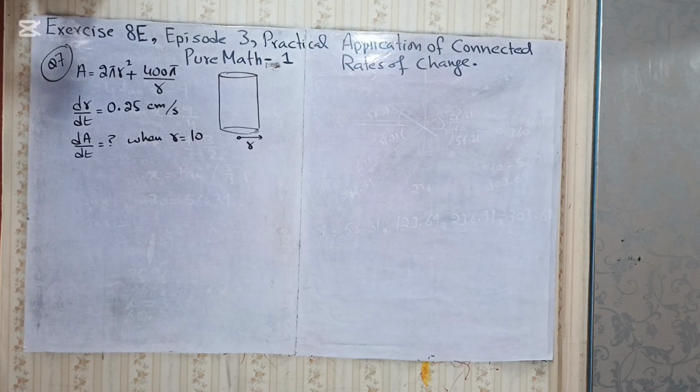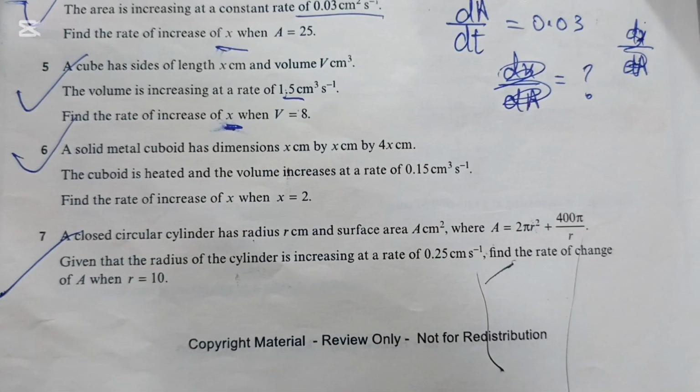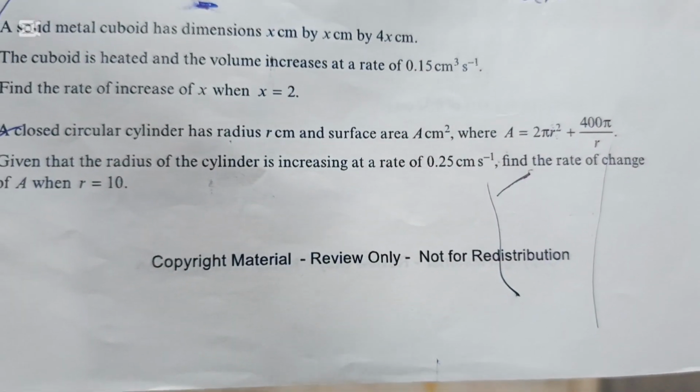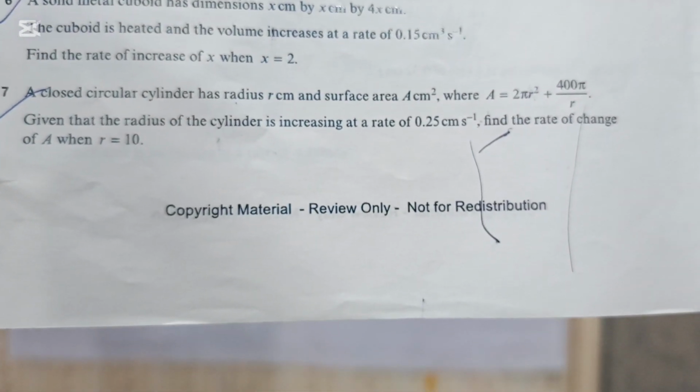This is our third episode on this exercise. The topic of the exercise is practical application of connected rates of change. The topic of the chapter is further differentiation. We are solving the course book of the Pure Maths 1. In this episode, we are starting from question number 7, and let me show you the question. So here on your screen question number 7 is showing up.